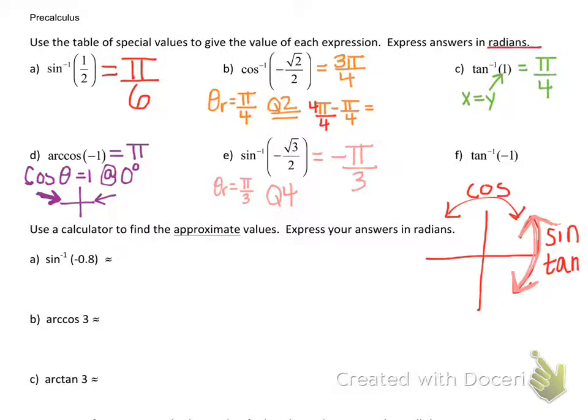Then for tangent inverse of negative 1, under tangent, 1 gives me pi over 4. So that's going to be my reference angle. So pi over 4, but since it's negative, we have to go the other direction, which again, just like the one we just did, puts you in quadrant 4, making tangent negative, because we know in quadrant 1, tangent's positive because they're all positive in quadrant 1. So we just go the opposite direction and end at negative pi over 4.